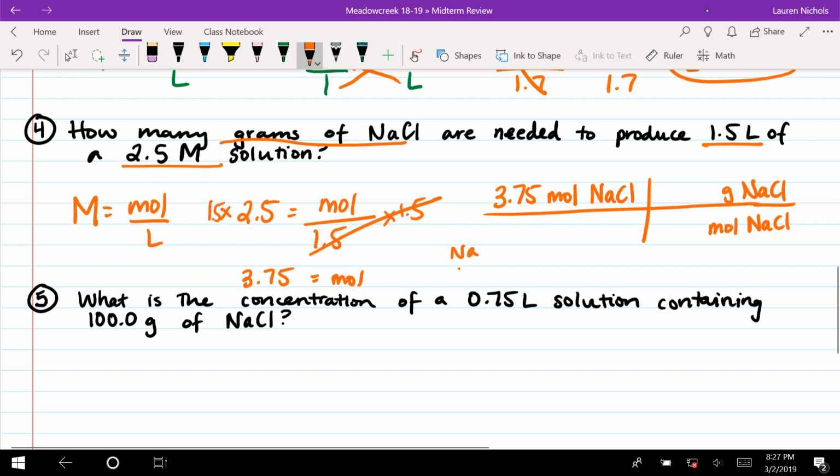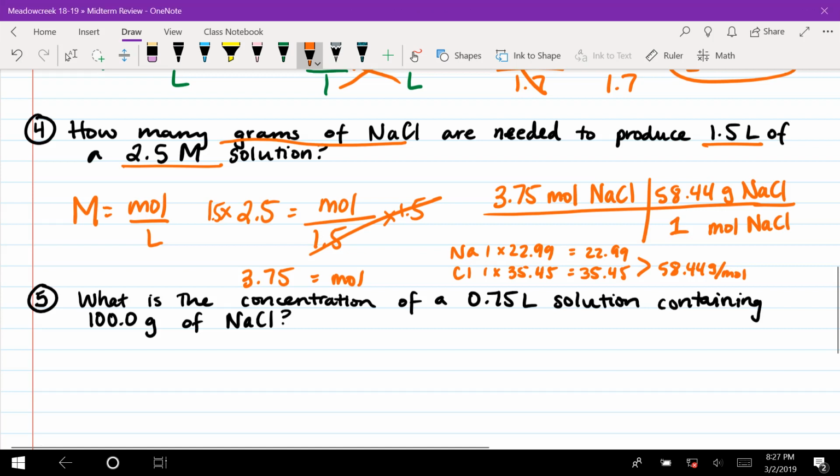So we have Na and Cl. I have one of each. Sodium is 22.99. Chlorine is 35.45. They stay the same when you multiply by 1. And then we just add them all together. And so 22.99 plus 35.45 gives you 58.44 grams per mole. So I put 58.44 grams per 1 mole.